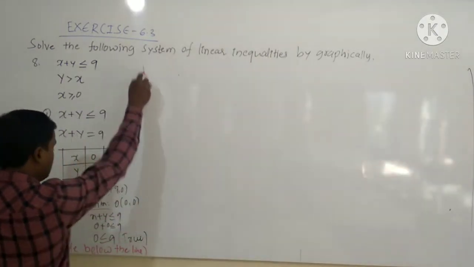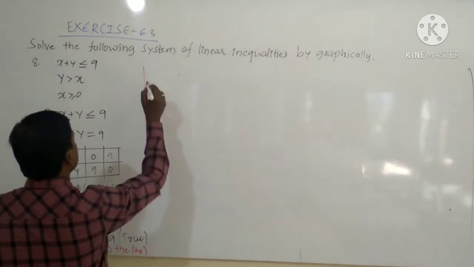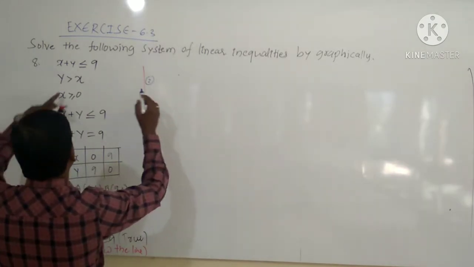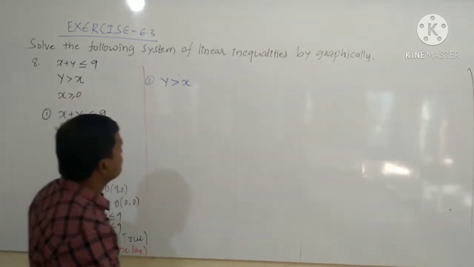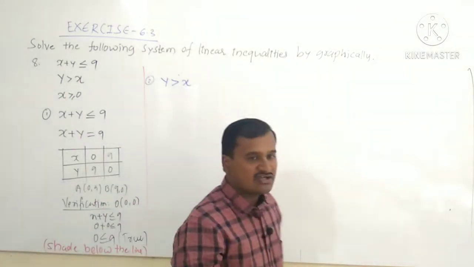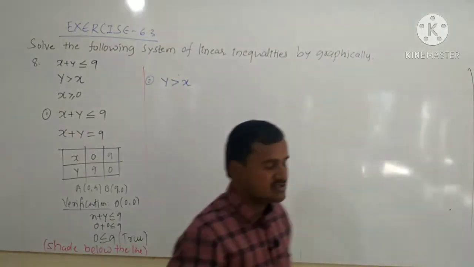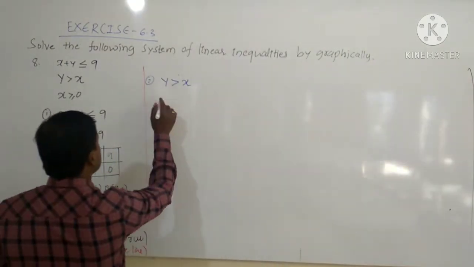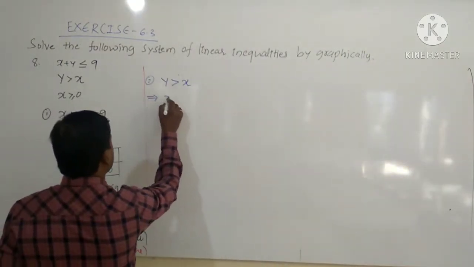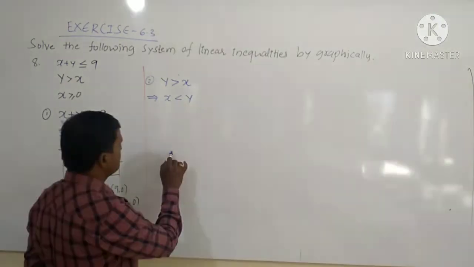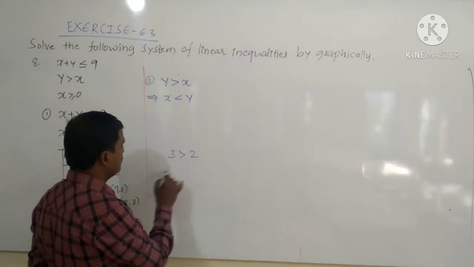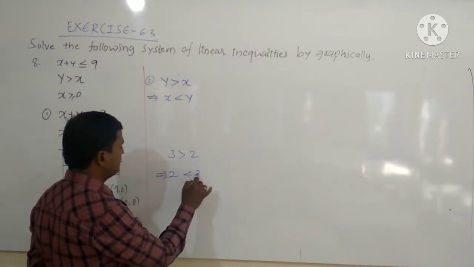So go to the second inequality, that is y is more than x. Clearly here you should observe y is more than x. What is the meaning of y is more than x? It means that we will write like this, x is less than y. We know that 3 is more than 2, we will write like this, 2 is less than 3.